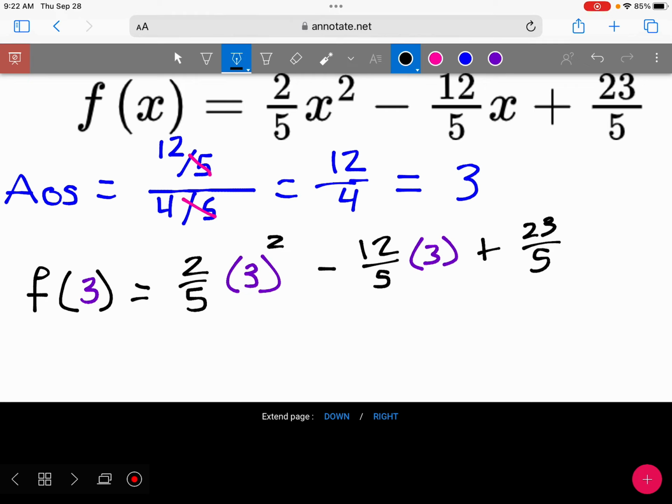So when we simplify this, 2/5 times 3 squared. 3 squared gives us 9. 2/5 times 9 is 18/5. Minus 12/5 times 3, minus 36/5, plus 23/5. Fifths. Gives us what?